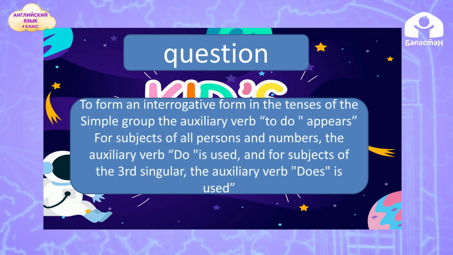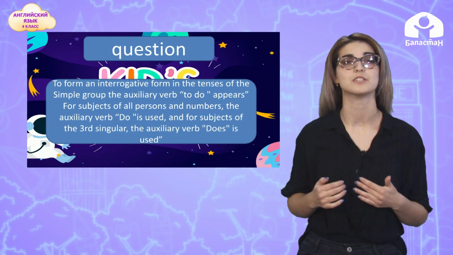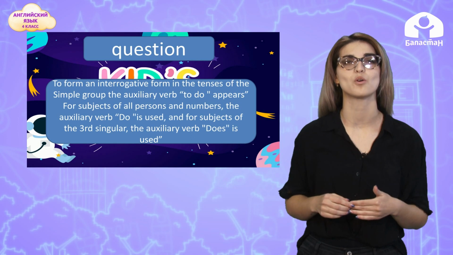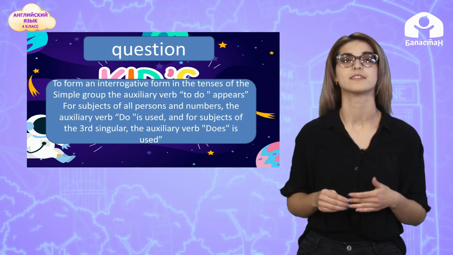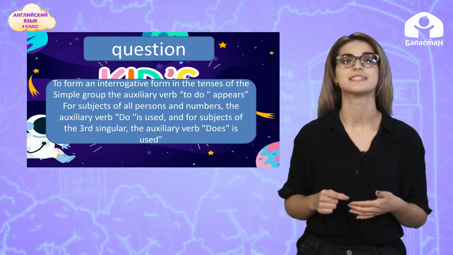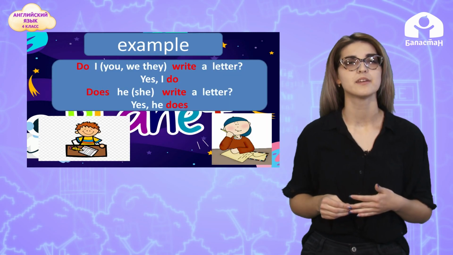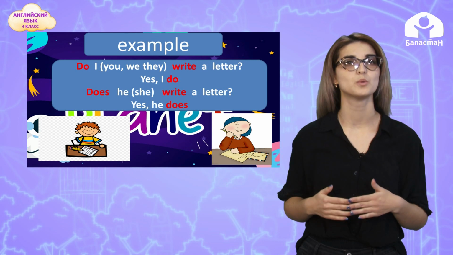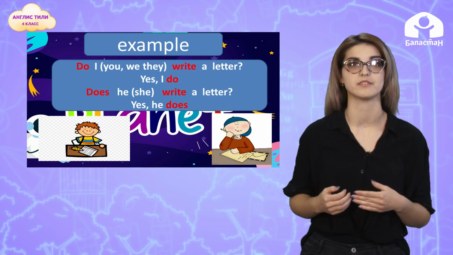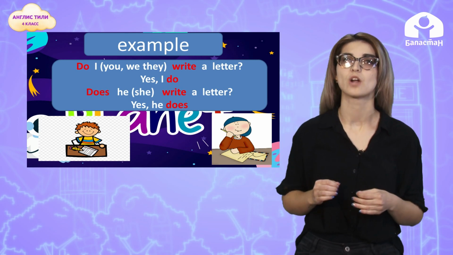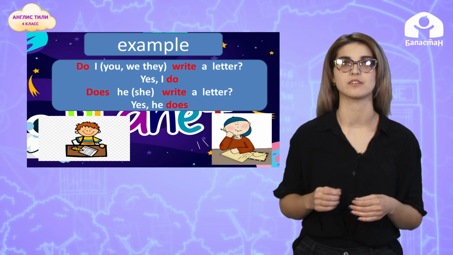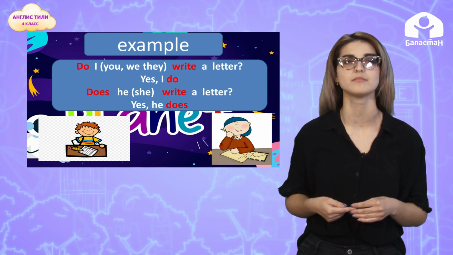Question form. To form an interrogative form in the tenses of the simple group, the auxiliary verb to do appears for subjects of all persons and numbers. The auxiliary verb do is used, and for the subject of the third person singular, the auxiliary verb does is used. Example: I write a letter, you write a letter, we write a letter. He writes a letter, she writes a letter.